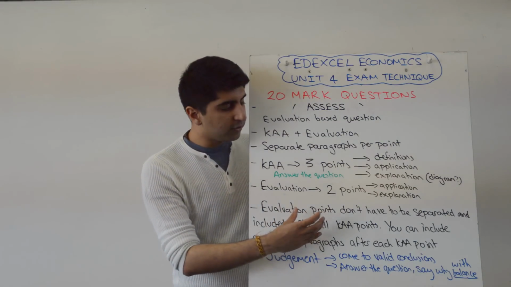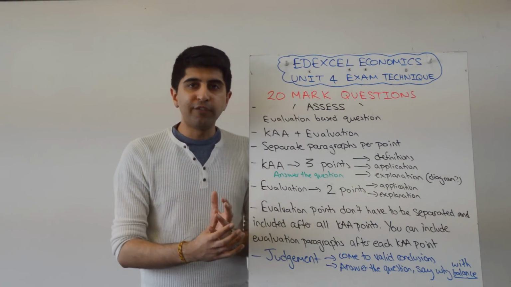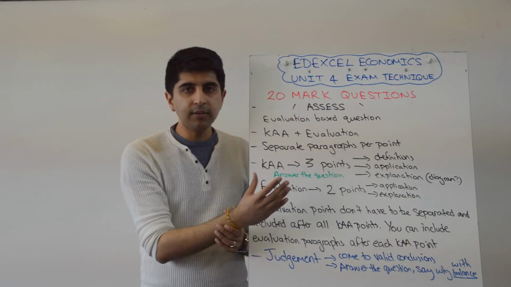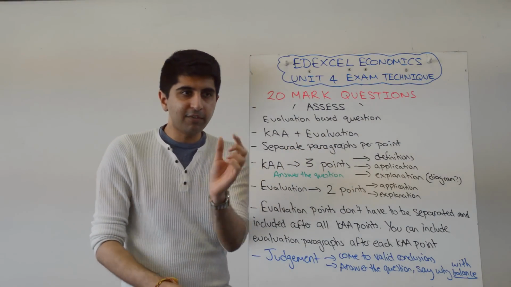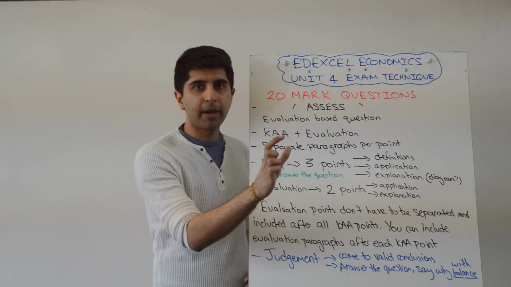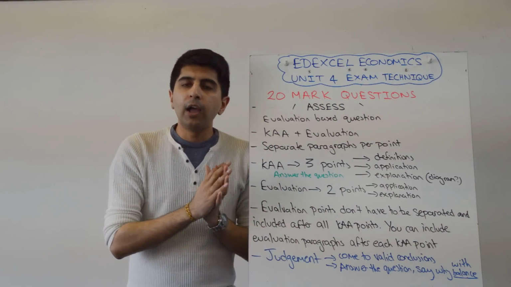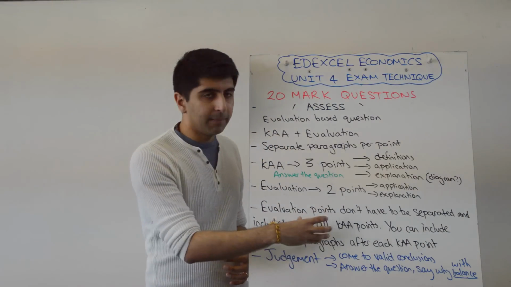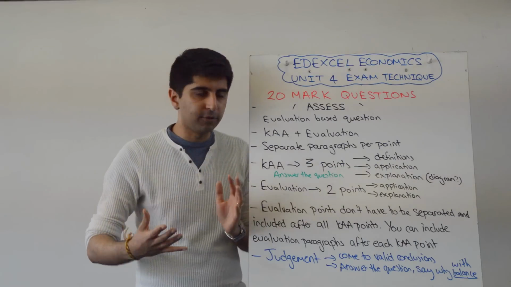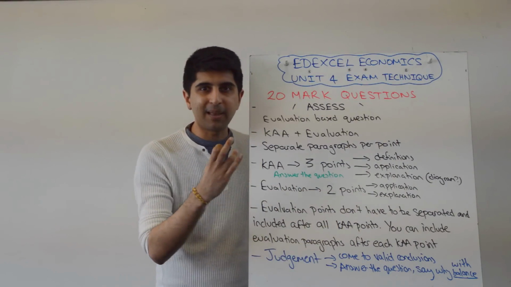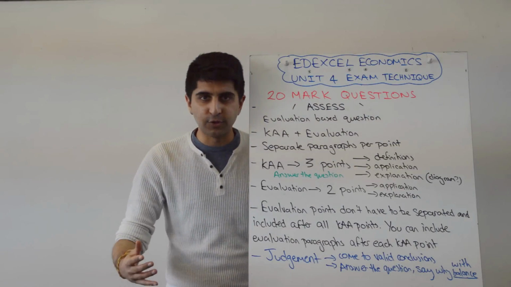Your evaluation points don't need to be lumped at the end of your essay after you've made your 3 CAR points. It could be you make a CAR paragraph, then an evaluation point, then another CAR paragraph, then your evaluation point. However you want to structure it, it's fine. You don't need to lump them at the end. You can do them throughout. Absolutely fine. Just make sure that they are separated there into individual paragraphs, as you know.